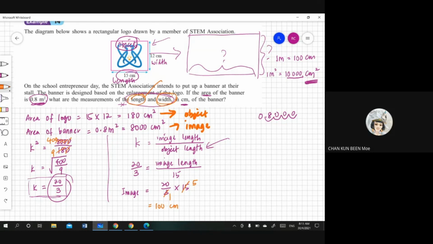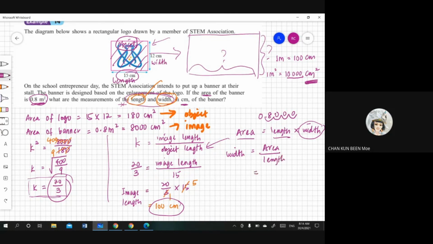If you want to find the width, you can do it like this also to get the answer. But you can save time right now since you already have the image length as 100 centimeter. So we are going to use the area. Remember, the area of the object is equal to length times width. That is the very basic one. So now you already have the length, you already have the area, so we just need to find the width. Therefore, the width is equal to area over length.